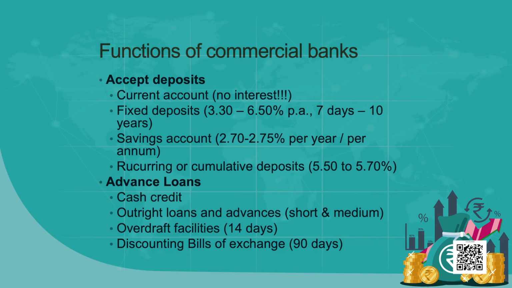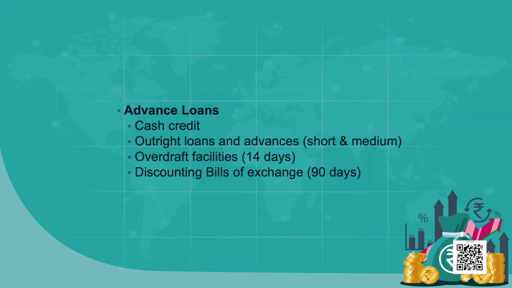That also carries a relatively good interest rate, ranging from 5.5% to 5.7%. It is higher than the savings bank account. So these are the four general kinds of account facilities available with the bank. What is the second essential function of a bank? Advancing loans. How do they advance loans?